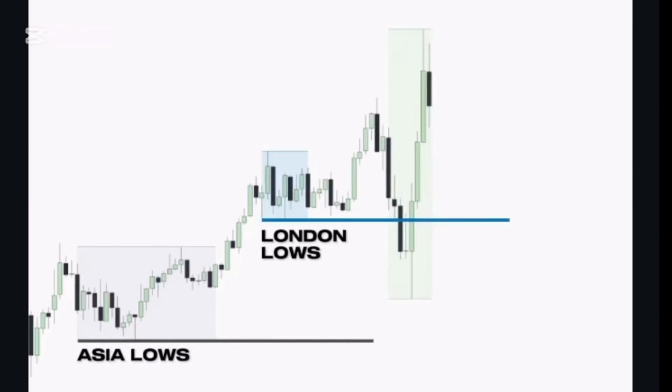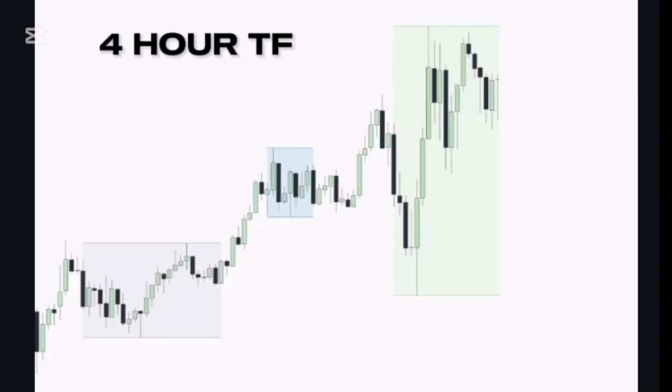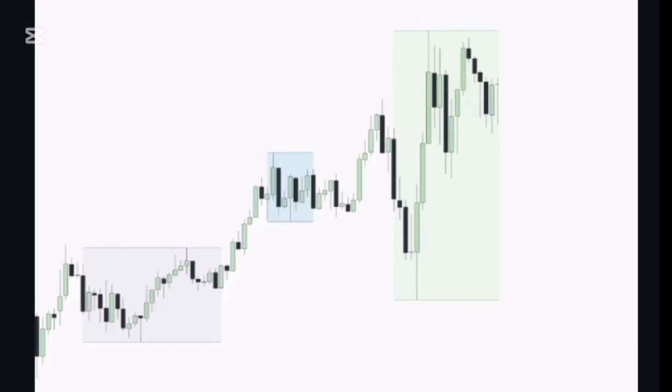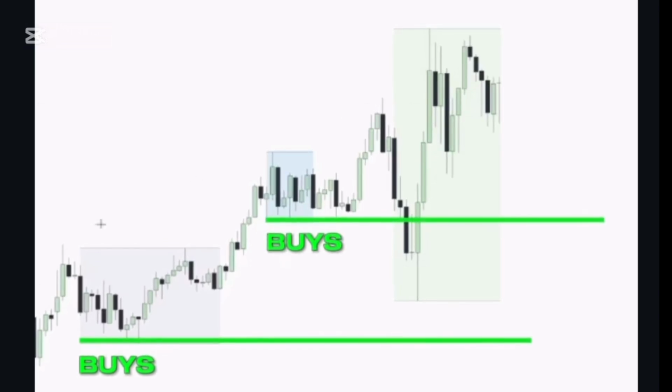Asia session consolidated, price again pushed to the upside during London without taking Asia session liquidity. New York price came all the way back to take London lows before continuing to the upside. Now, for the best setups, you should always follow the 4-hour time frame. If the 4-hour is bearish, look for sells above a previous session high like London highs. And if the 4-hour is bullish like in the example shown, only look for buys below previous session lows.